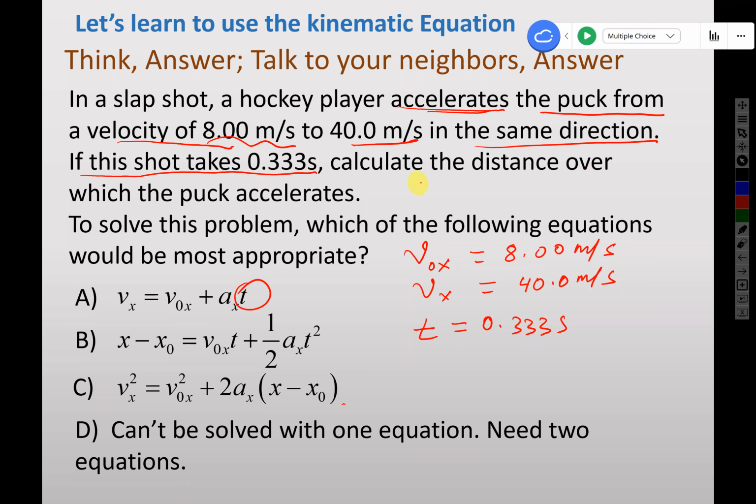Calculate the distance over which the puck accelerates. So what do we want? Distance. And since this is going in the same direction, distance and displacement are going to be the same. So see, three things are known, and we want this one. So which equation has these four quantities? Let's see.